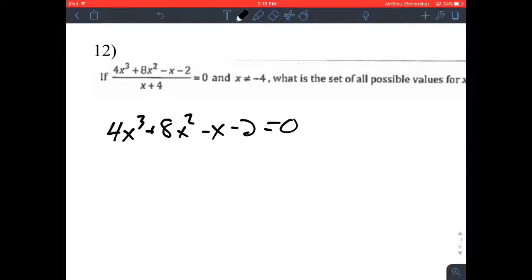We're going to factor this by grouping. We're going to group the first two terms together. Grouping means putting them in parentheses. Plus, group the last two terms together.